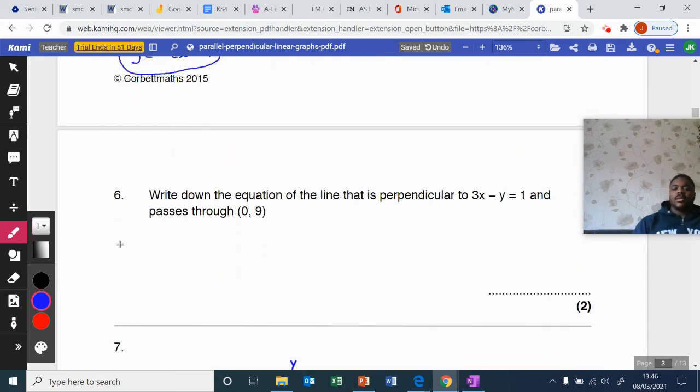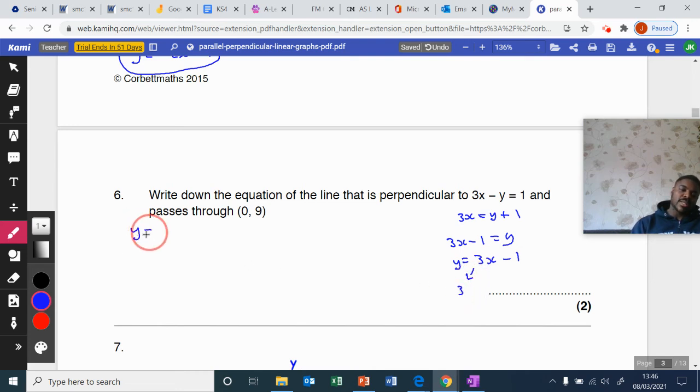We have 3x minus y equals 1. So if I rearrange this to make y the subject, I'm going to add y to both sides. I get 3x equals y plus 1. Taking away 1 gives me 3x minus 1 equals y. So that means that I can rewrite this as y equals 3x minus 1. So our gradient is equal to 3.